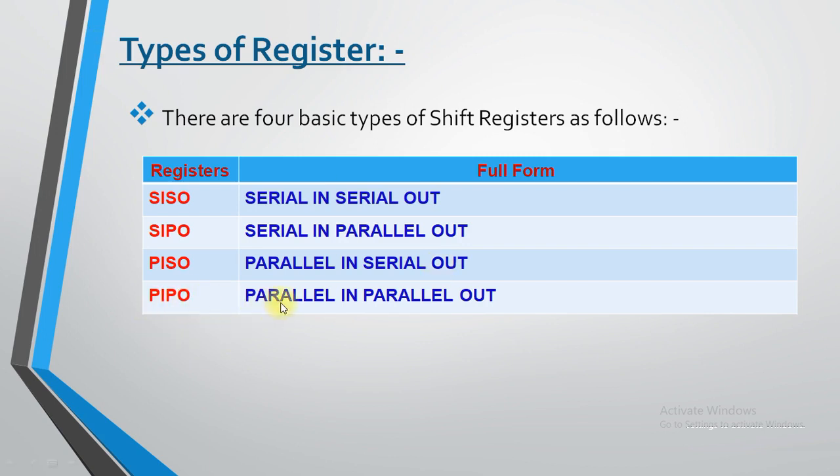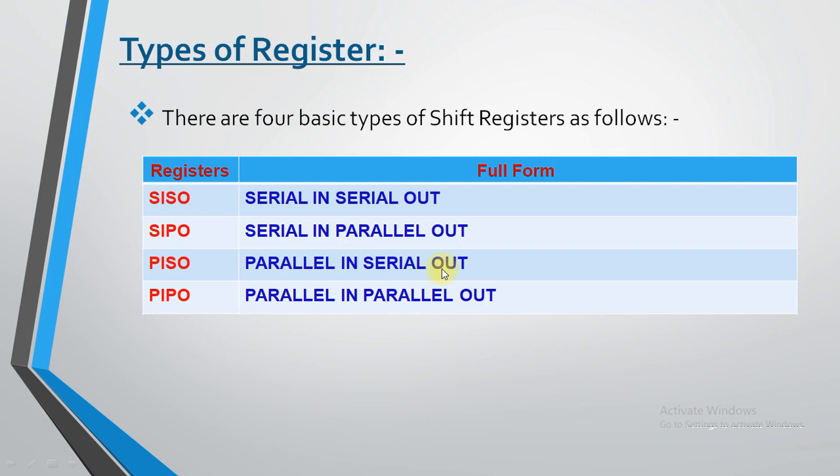PIPO means what? Parallel in, parallel out. That means it will be inputted into the register all bits at a time, and when it is time for the output, at that time you will get all the data at a time.